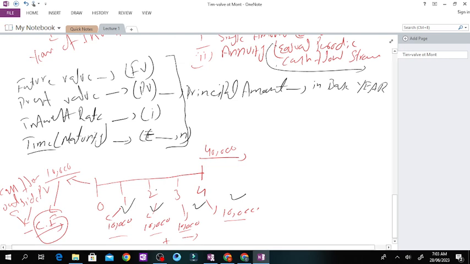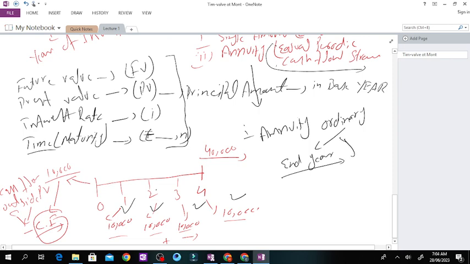Okay, we divide the annuity case into two parts. The first one is the ordinary annuity. Whenever you receive an amount or invest an amount at the end of the year, that would be the case of an ordinary annuity. Whenever we talk about the end of the month, the end of the day, the end of the year, that becomes the ordinary annuity case.